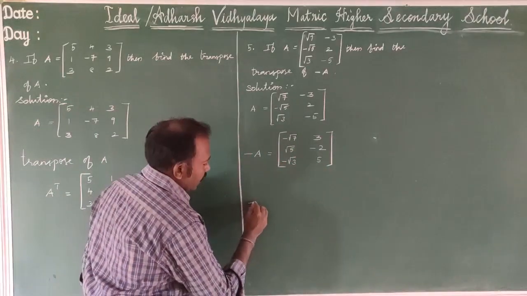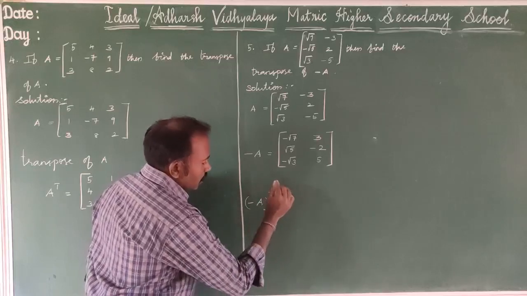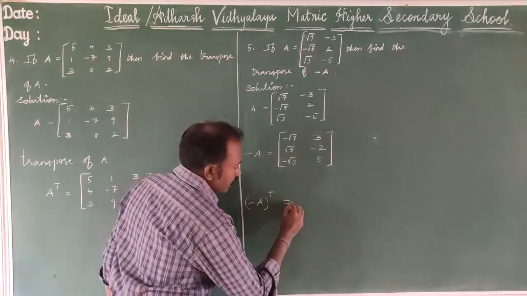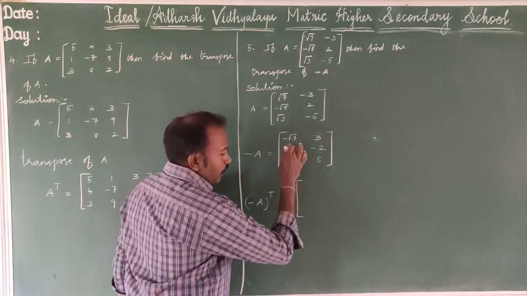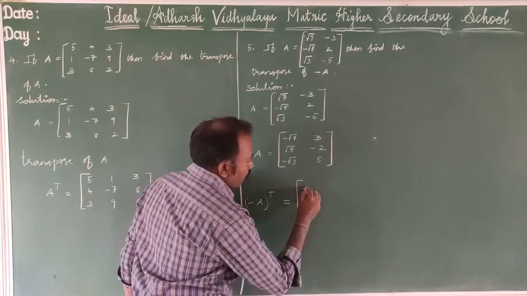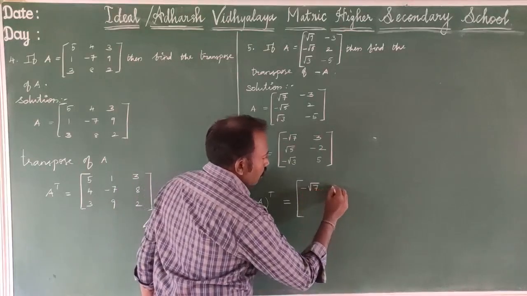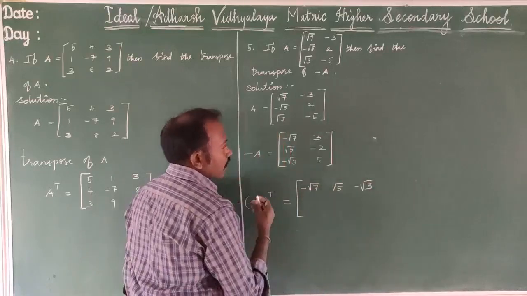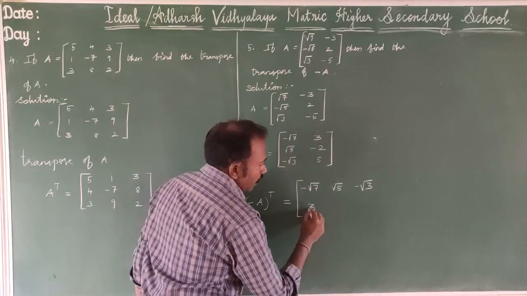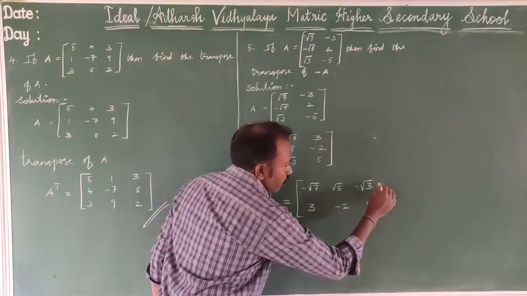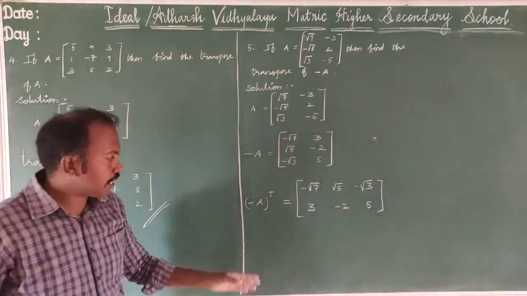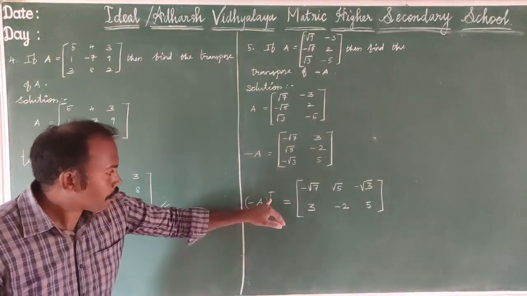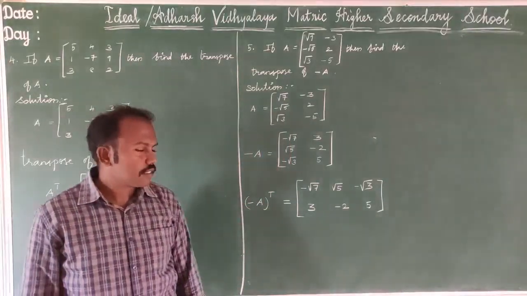Transpose of minus A is equal to, we are going to convert the rows to columns: minus root 7, root 5, then minus root 3, and also 3, minus 2, 5. That's all. That is the transpose of minus A. This is the sum.